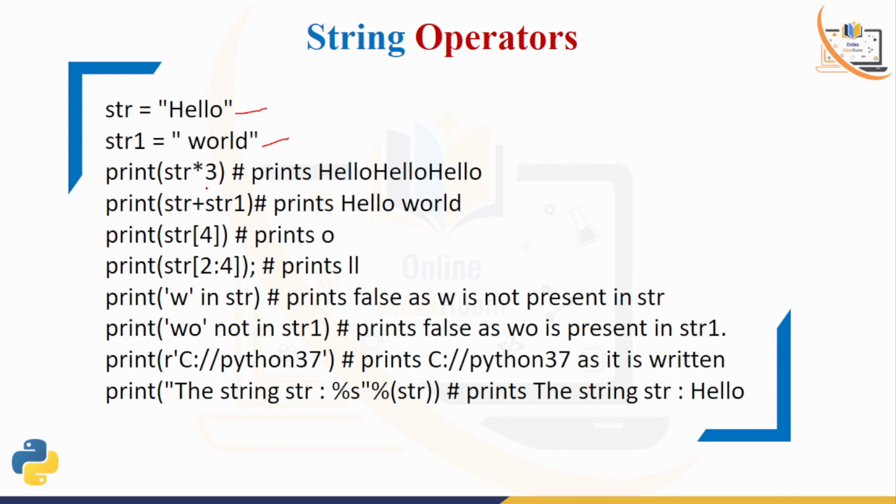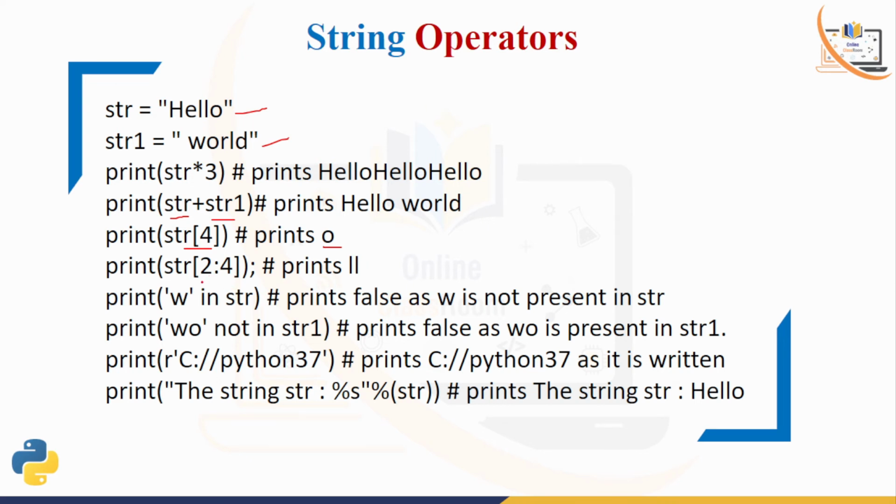Now if we want to concatenate the two strings, we have to write str, after that plus, after that str1. Now if we write like this, it is nothing but hello world. So it concatenates str and str1. Now there is the slice operator, which you already implemented in the previous code. If we write str[4], it is nothing but O, because the indexes are 0 1 2 3 and 4, which is O.